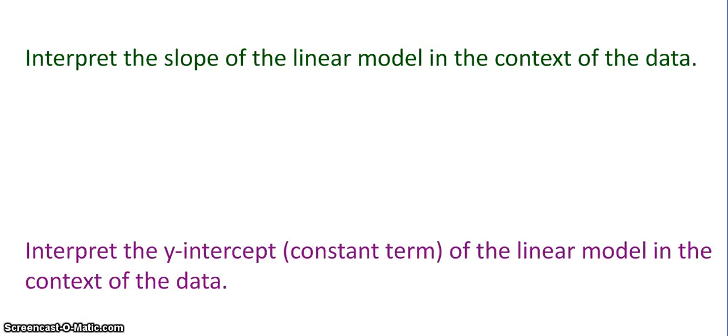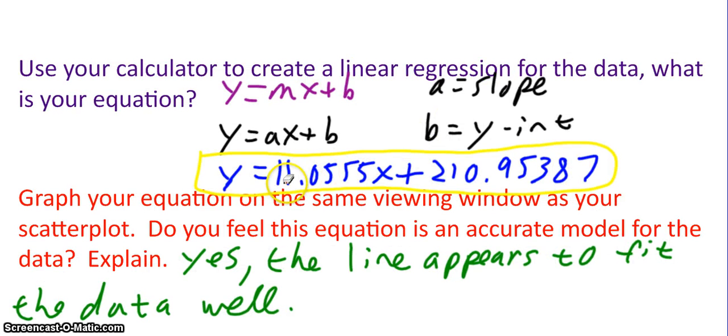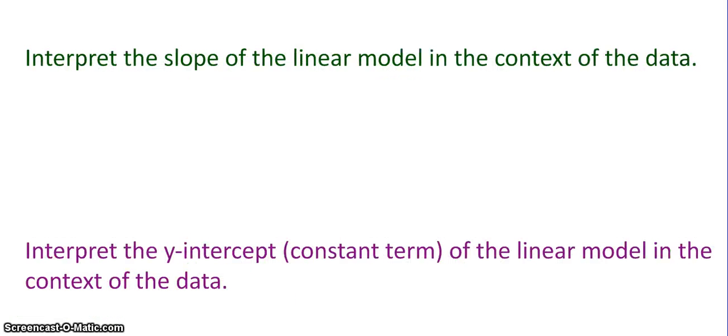Okay. Next thing, interpret the slope of the linear model in the context of the data. So what was our slope? Well, our slope was 11.0555. So I want you to take a second and think about what that means in the context of the data. So pause the video, write that down, unpause when you're ready to check.